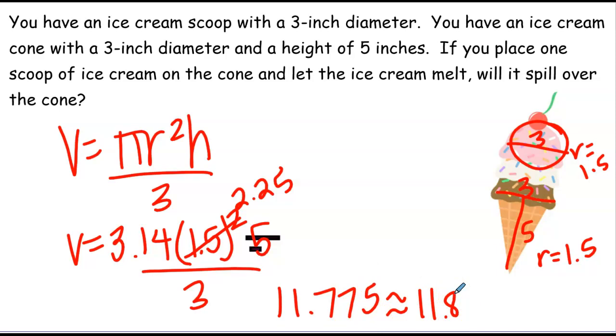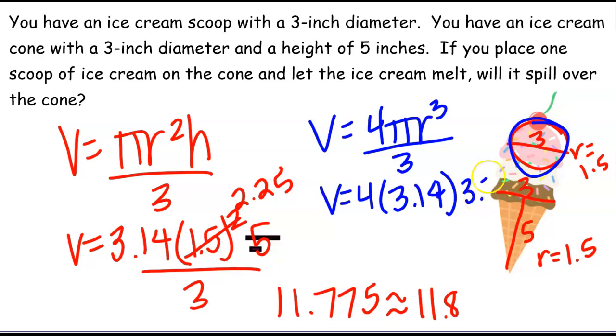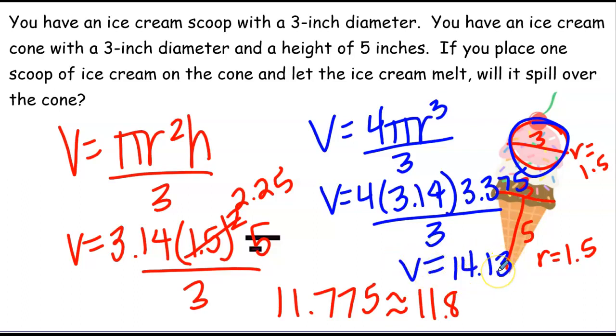Okay. Now I'm going to move to my ice cream scoop. The volume of a sphere is 4 pi r cubed divided by 3. Well, that would be 4 times 3.14 times r to the third power. So 1.5 to the third power is actually 3.375. Okay. So then I divide by 3. Let's multiply that out. 14.13. Volume equals 14.13.